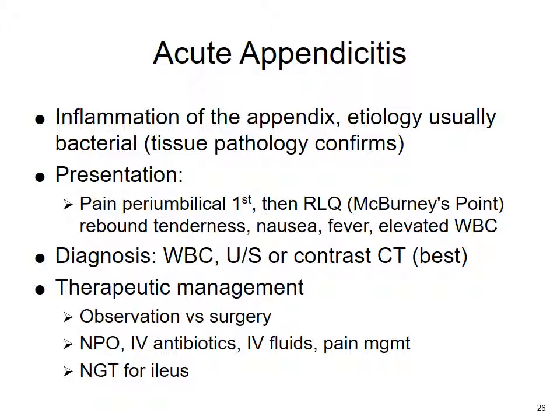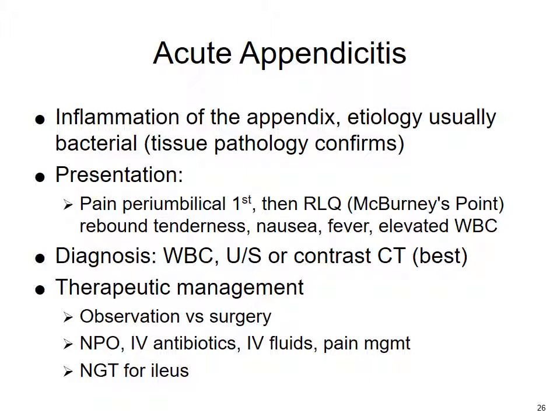Rebound tenderness is cardinal. Rebound tenderness is when it's not tender when you push in, but it is tender when you release after pushing in. Nausea, fever, and elevated white blood cell count. So diagnosis is based on an elevated white blood cell count, and then an ultrasound or a contrast CT is best. If the white blood cell count is normal, there's no inflammatory process, and imaging is not indicated. It's most likely a viral gastroenteritis causing the symptoms.